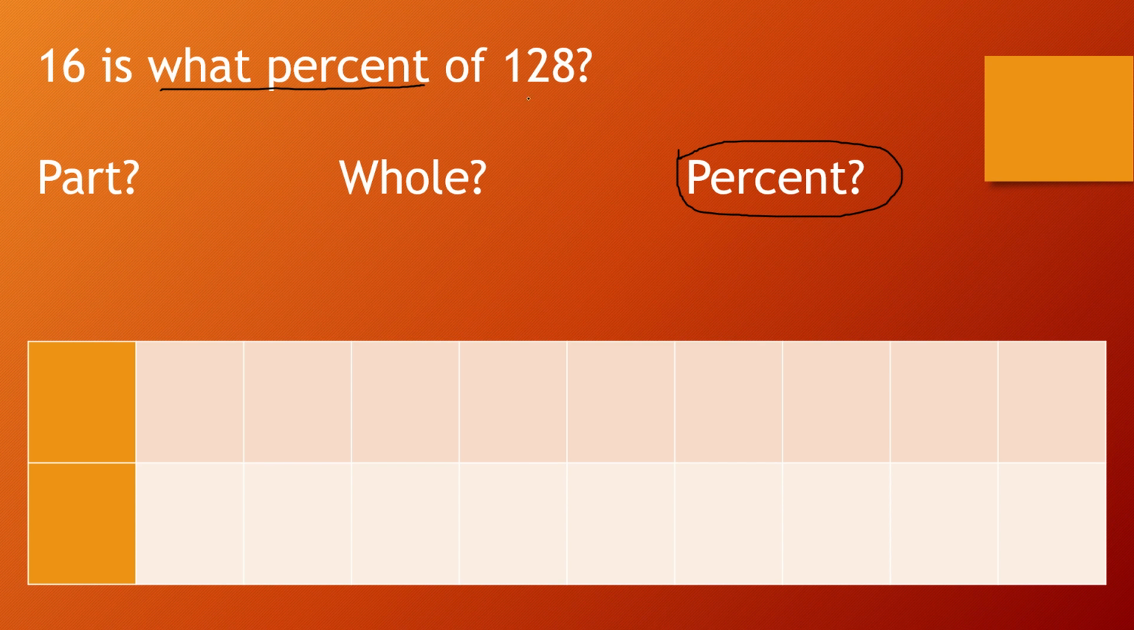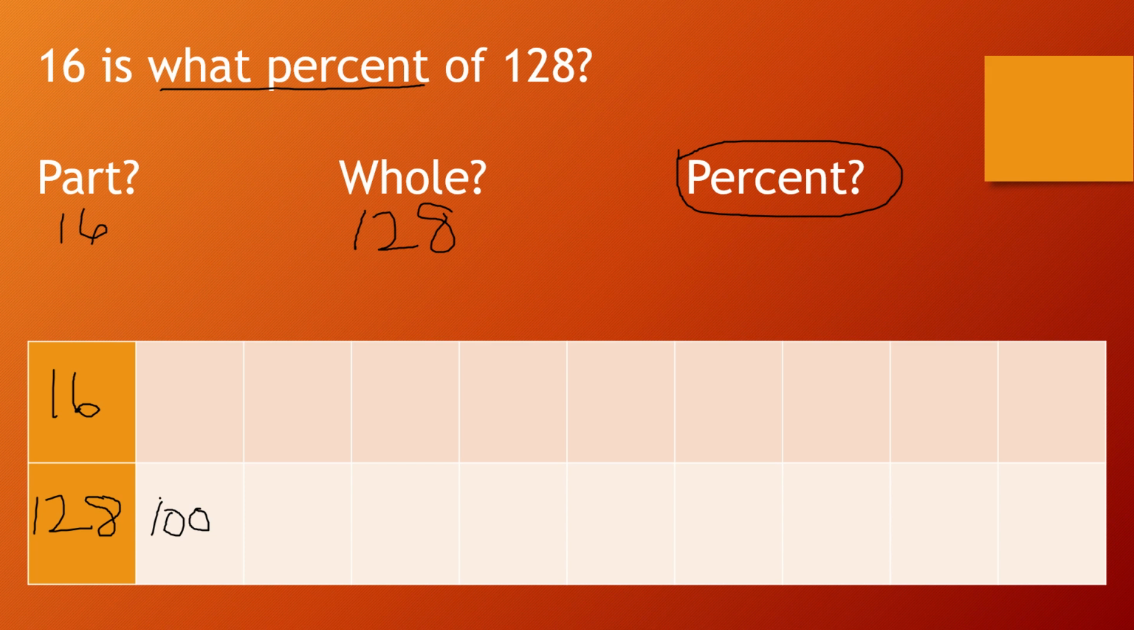16 is of 128. So 16 is going to be our part, and 128 is going to be our whole. So now we're going to move down to our rate table. And I always like to put the part on top and our whole on the bottom. And we know that we eventually have to get our whole to 100 because we're trying to figure out how much it is out of 100.